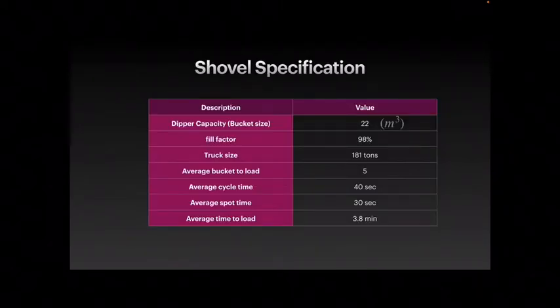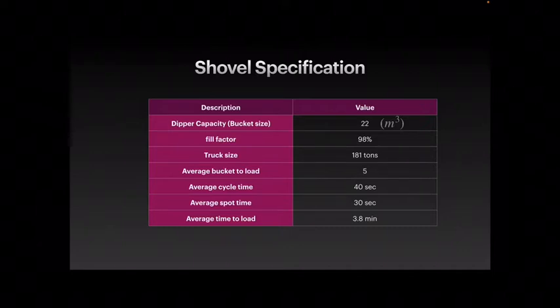Now, these are the specifications for the shovel. The dipper capacity or bucket size is 22 cubic meter, and the fill factor is 98%, meaning every time approximately 98% of the bucket is filled. The truck size used here is 181 truck, although in the real modeling I have used a different parameter. Actually, the parameter is not important here. In my discussion, the process is more important.